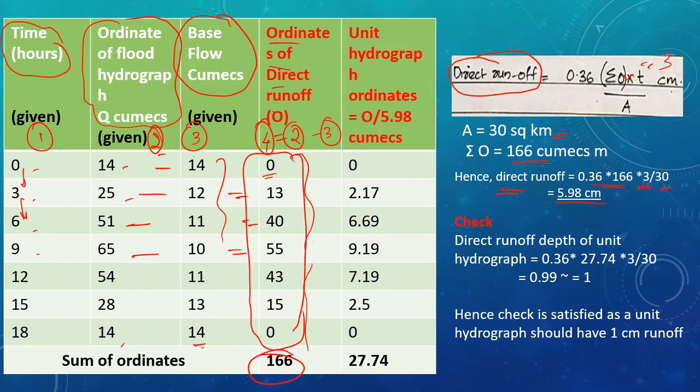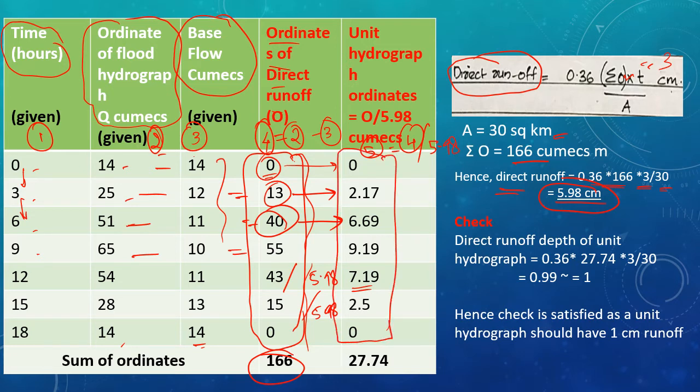Now unit hydrograph ordinates can be obtained by dividing each of these ordinates by the runoff depth that we obtained. Therefore column number 5 is obtained by 4 divided by 5.98. So 0 by 5.98 is 0, 13 by 5.98 is 2.17, then 40 by 5.98 is 6.69, then 43 by 5.98 is equal to 7.19, 15 by 5.98 is 2.5 etc. So these are the final output that we need. So these are the unit hydrograph ordinates that we need to find out.